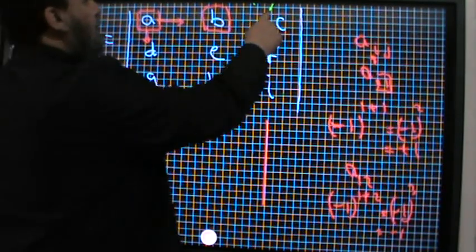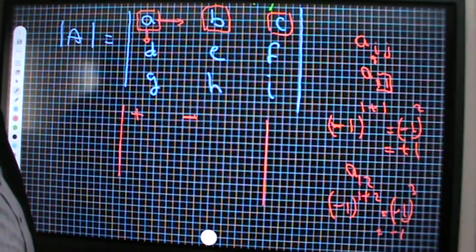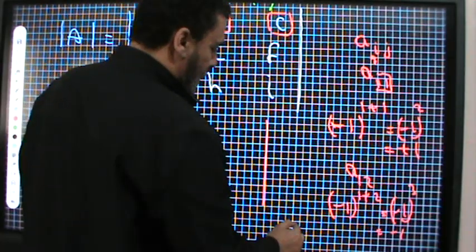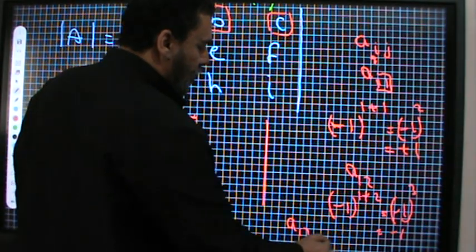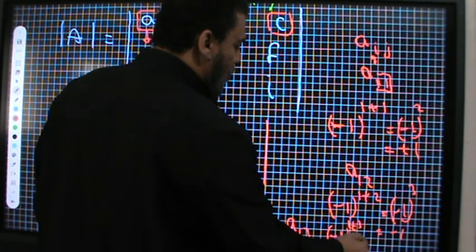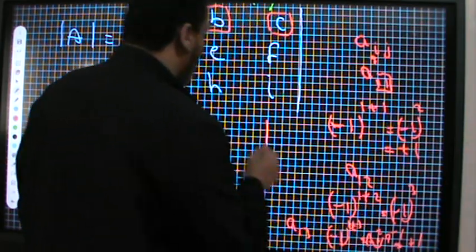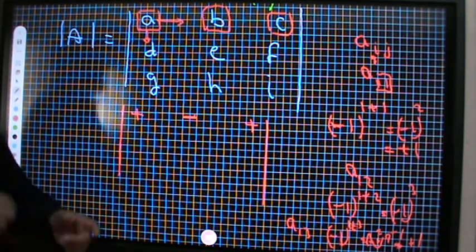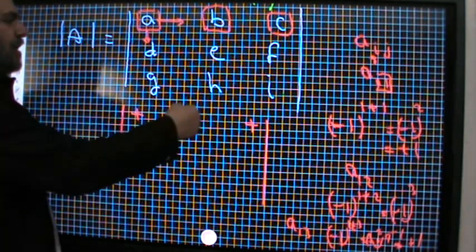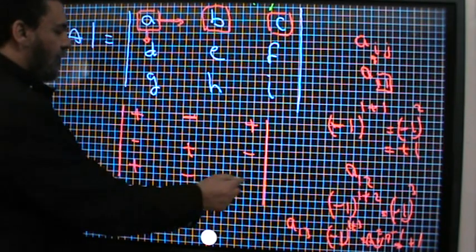If you are going to find the sign for the third one, it will be A13. Then it will be -1 raised to the power 1 plus 3, which is -1 to the power 4, which is +1. Then here, positive. Consequently, you will get positive, negative, positive, negative, positive, negative, positive, negative, positive.